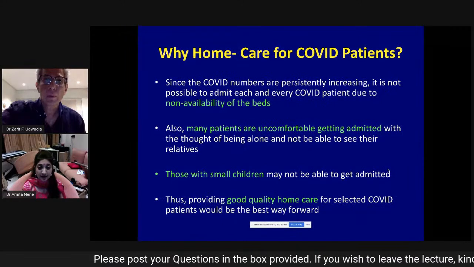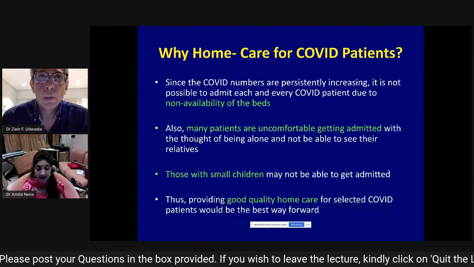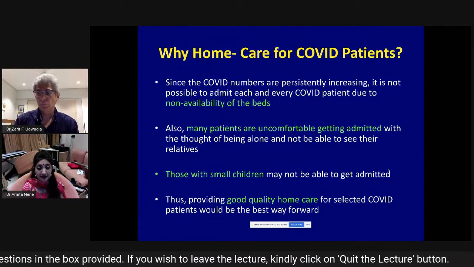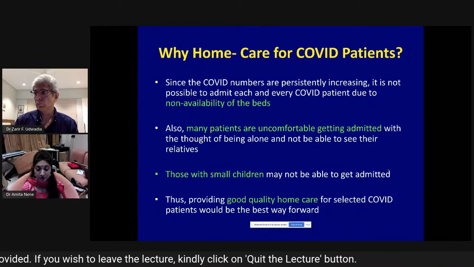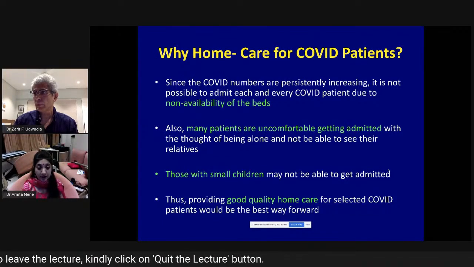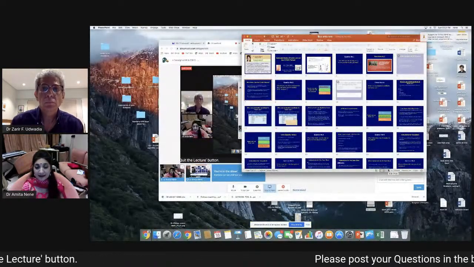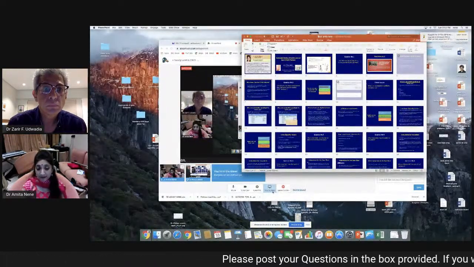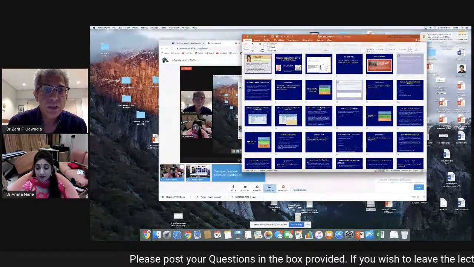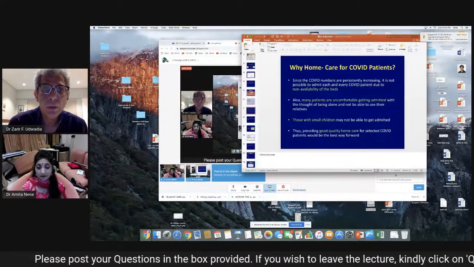So since the COVID numbers are persistently increasing, it is not possible to admit each and every COVID patient due to non-availability of the beds. Also, many patients are uncomfortable getting admitted in the hospital because they don't want to be away from their family.